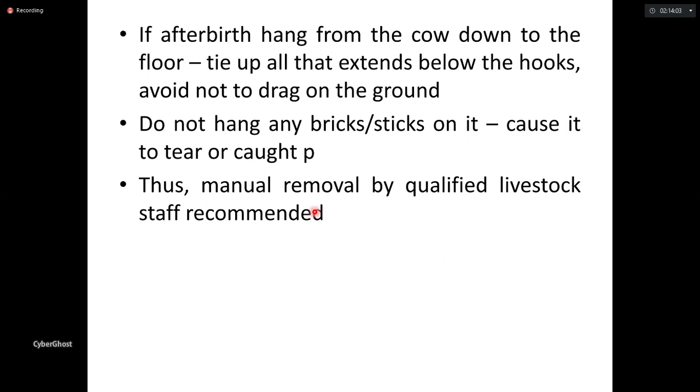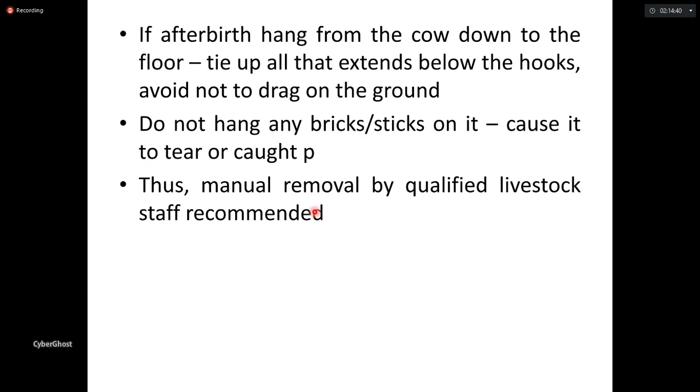What we should usually do, if it is hanging from the cow towards the floor, is try to tie it up with a rope or something, and then drag it out slowly. But we should not let it hang with any breaks or sticks on it, because then it tends to tear up, and a part of it may come out while a part stays inside, right?